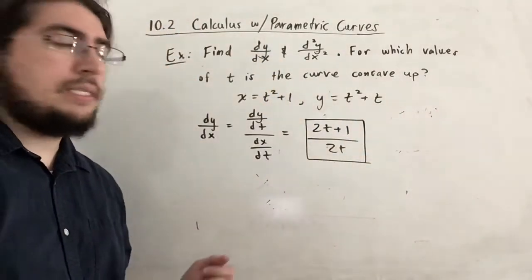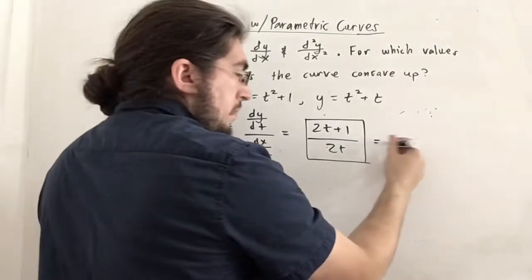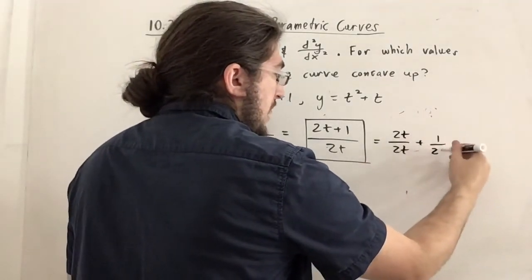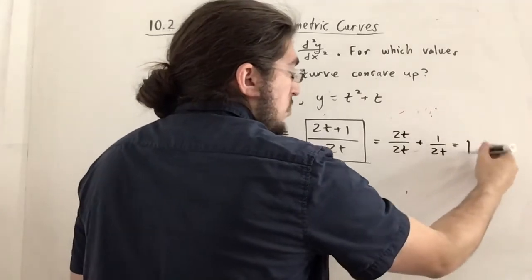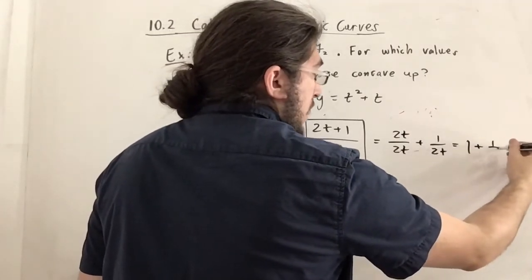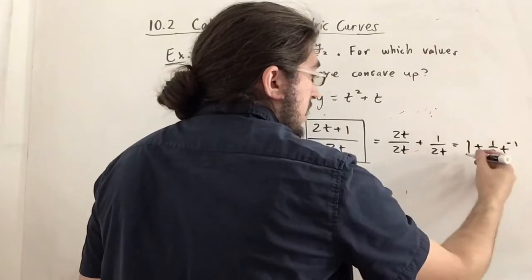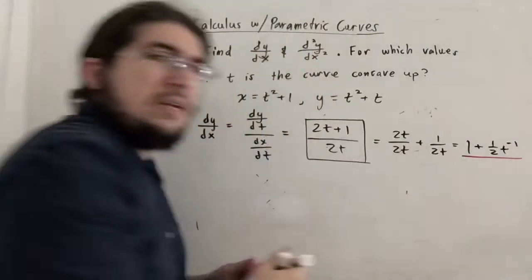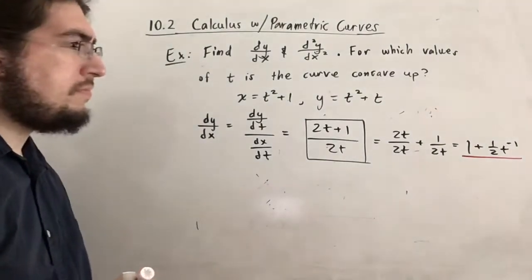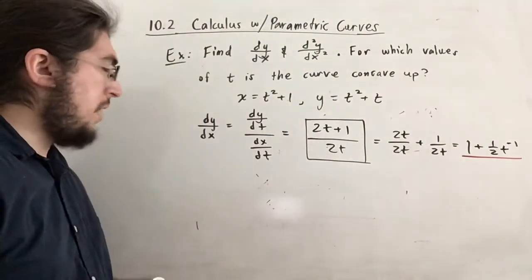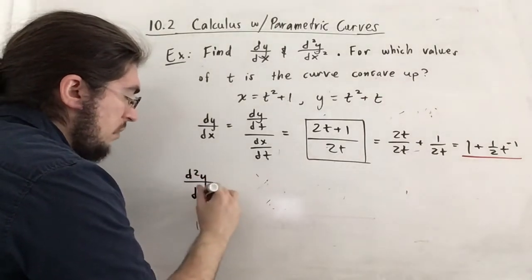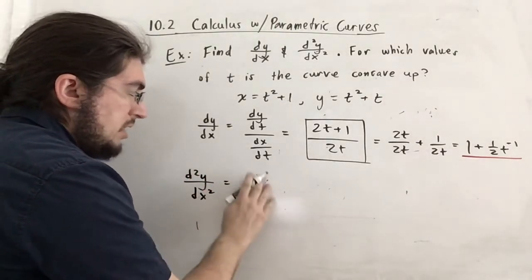So I'll box this. But let me just say, just to play it safe, if you split this up as 2t plus 1 over 2t, you can write this as 1 plus 1/2 t to the negative 1. So I'm just going to underline this in red because I feel this will come in handy. Just kind of a gut feeling. Okay, now let's see. Second derivative now, d squared y over dx squared. Well, we saw that that is just what?